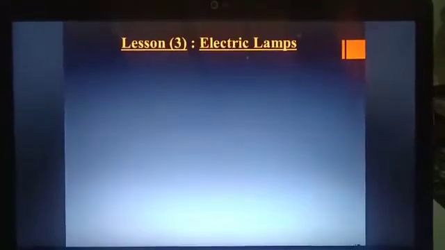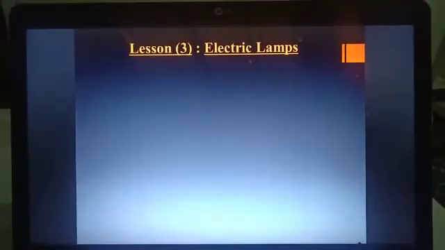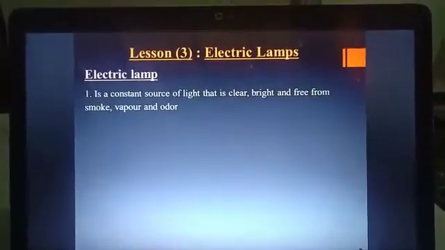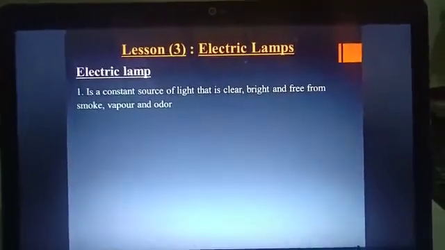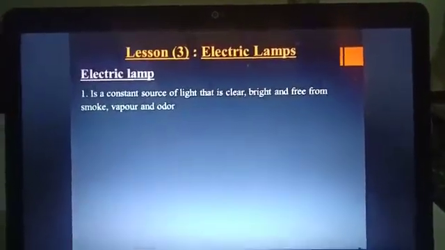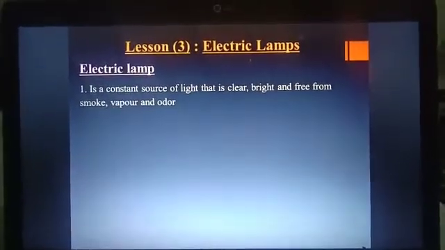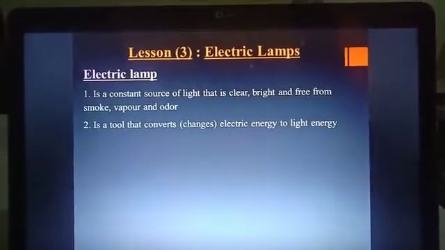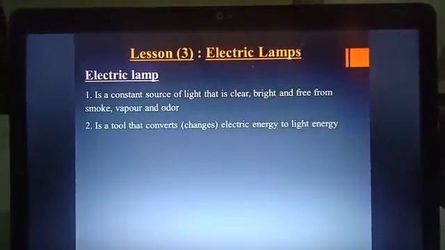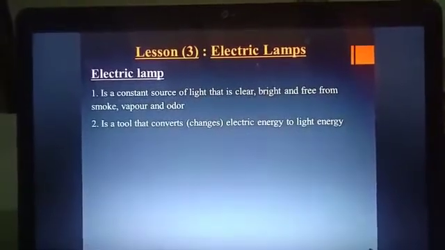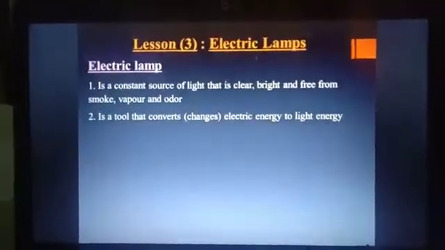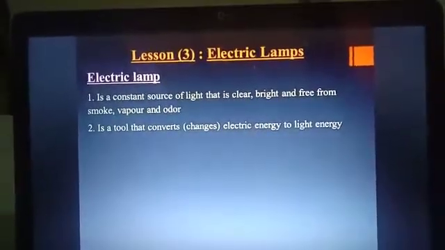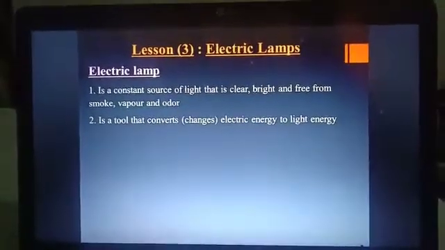Our lesson today is about electric lamps. What is the electric lamp? Electric lamp is a constant source of light that's clear, bright, and free from smoke, vapor, and odor. Or we can say that electric lamp is a tool that converts, means changes, the electric energy into light energy. So, what is responsible for converting the electric energy into light energy is the electric lamp.